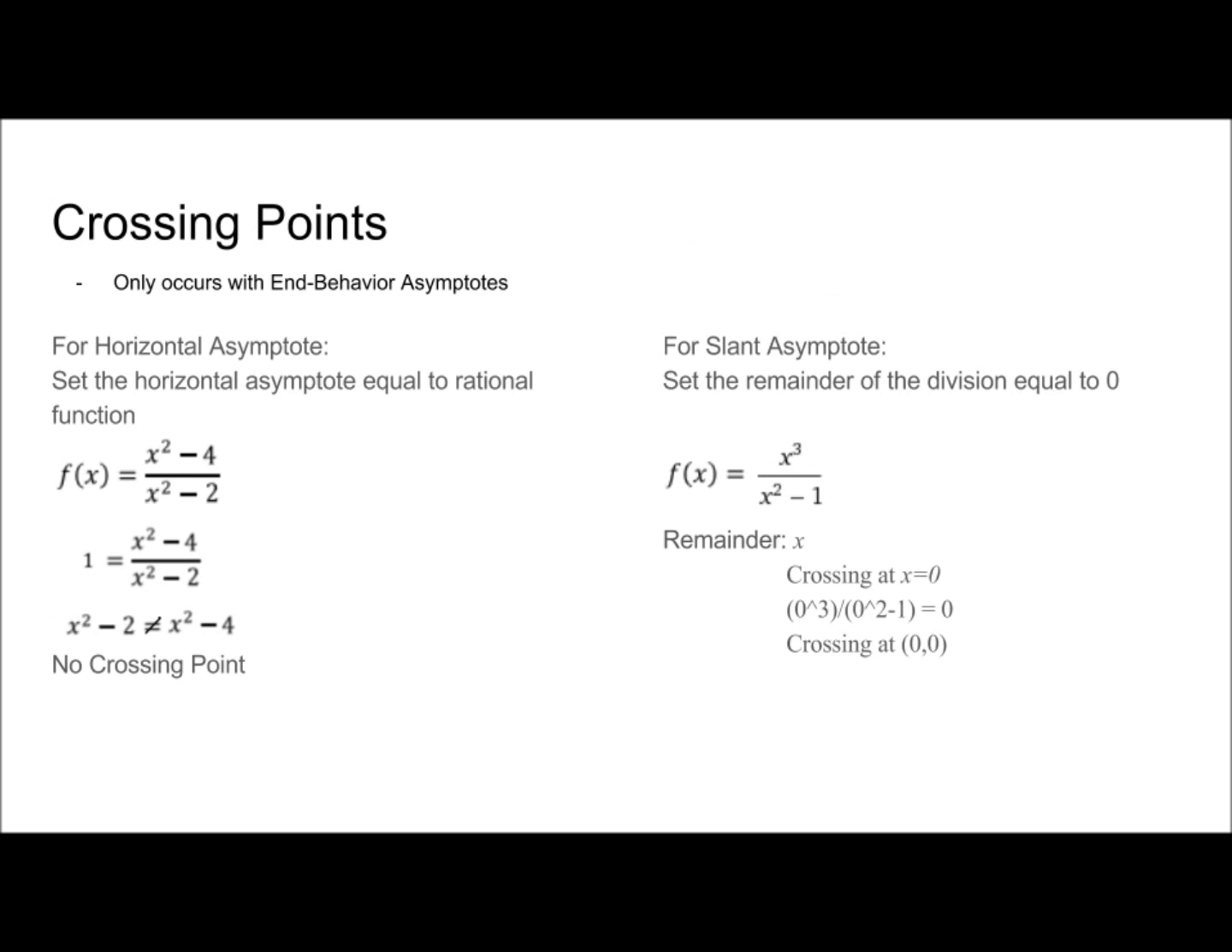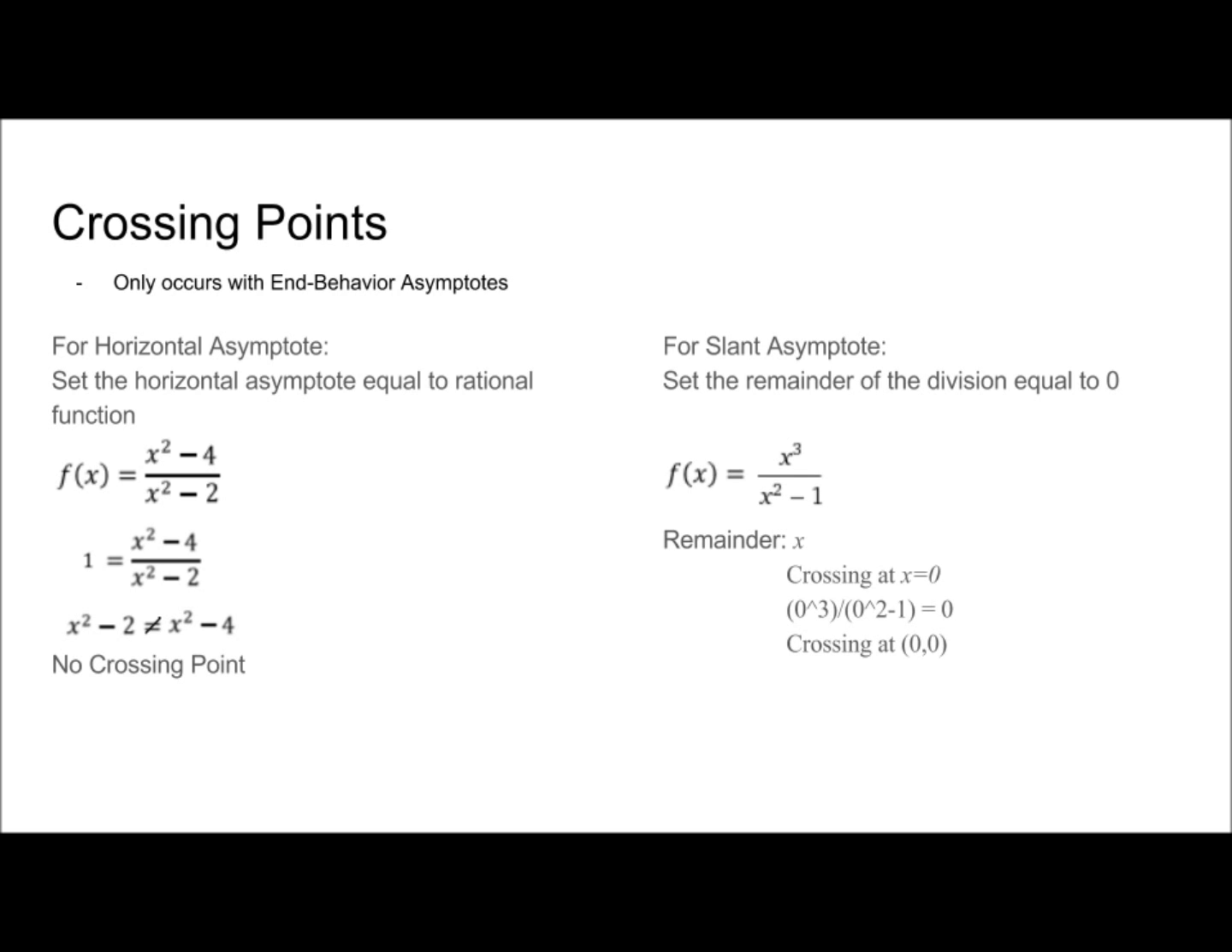For crossing points, they only occur with end-behavior asymptotes, so horizontal or slant asymptotes. For horizontal asymptotes, you set the function equal to the asymptote. So say you have the function x squared minus 4 over x squared minus 2. You make x squared minus 4 over x squared minus 2 equal to 1, and you get that x squared minus 2 is not equal to x squared minus 4, so there's no crossing point.